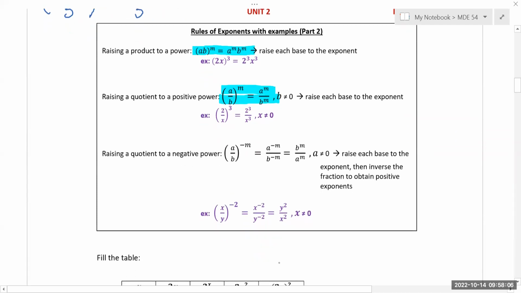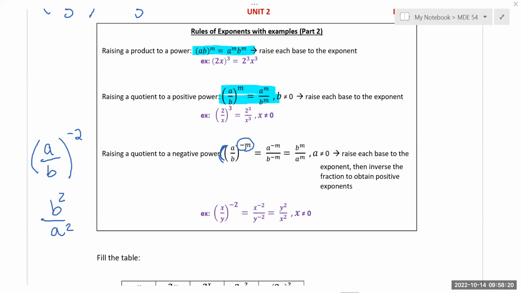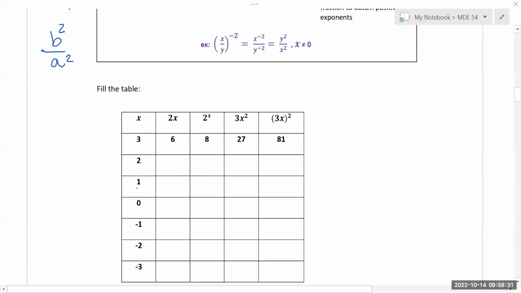And then finally, if it's raised to a negative number, that means flip the fraction and then give the power to everything. So if it's a over b to the negative 2, flip it and then give that 2 unnegative to everything. Are you going to see that a whole lot in this course? Probably not, but just note that it's there. What I want you to do next is fill in the table right here and see if you can do them.